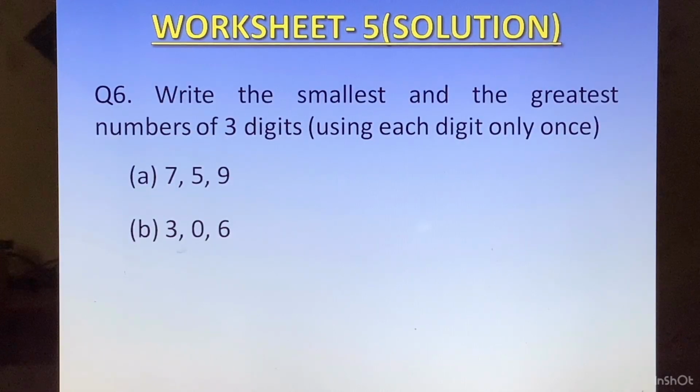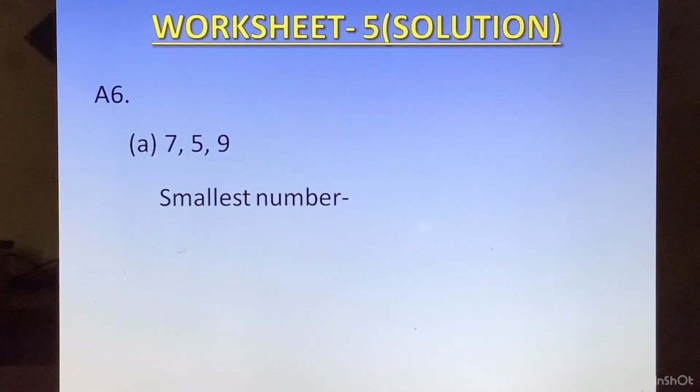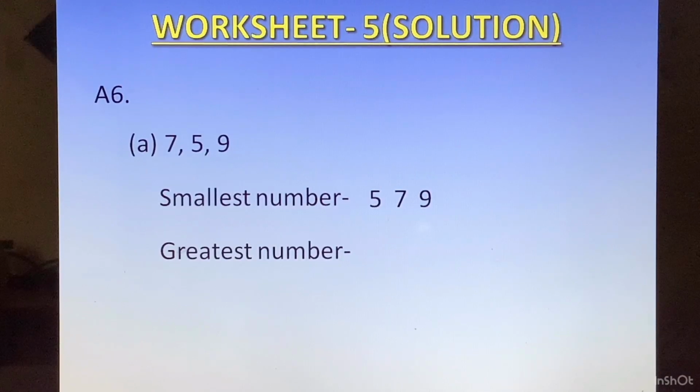Question 6. Write the smallest and the greatest number of 3 digits using each digit only once. We have to make a 3-digit number and 3 digits are given to us. For the smallest number, we will arrange in ascending order. The digits are 7, 5 and 9. So when we arrange them in ascending order, we will have 5, 7, 9. So that will make the number 579. And when we make the greatest number, we will write these digits in descending order. That is 9, 7 and 5.